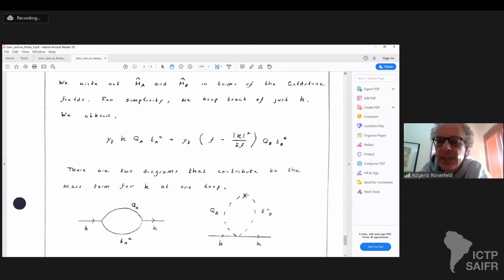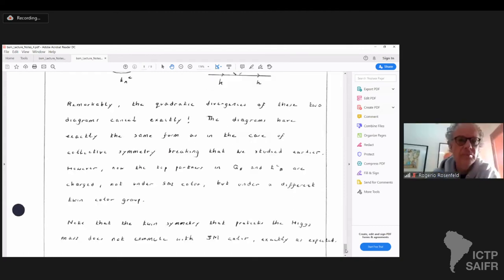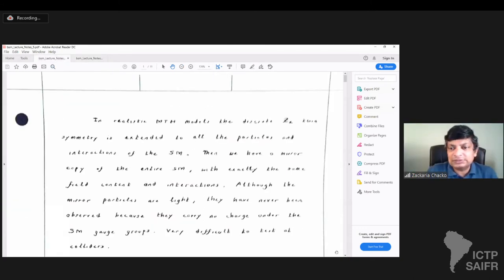And Sudipta is asking, is there anything that can constrain the twin doublet? I'm going to talk a little bit about that. I don't see any questions, so you can proceed. All right, I think we are done with this set of lecture notes. Now it's time to move to the next set of lecture notes.